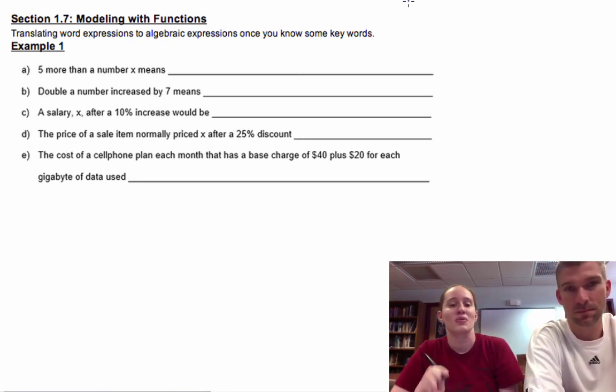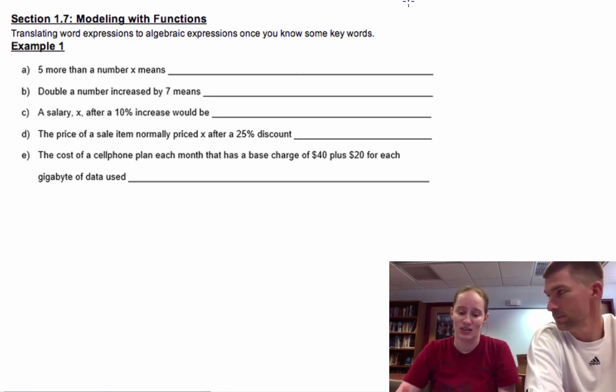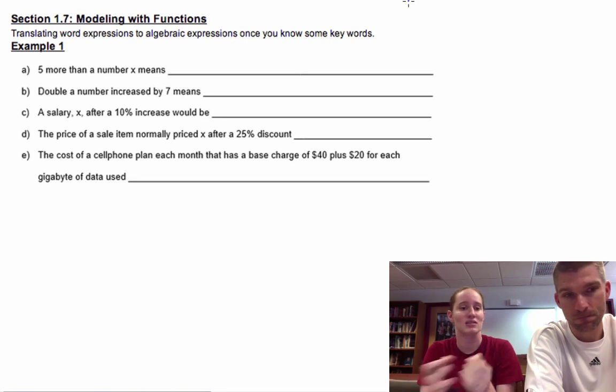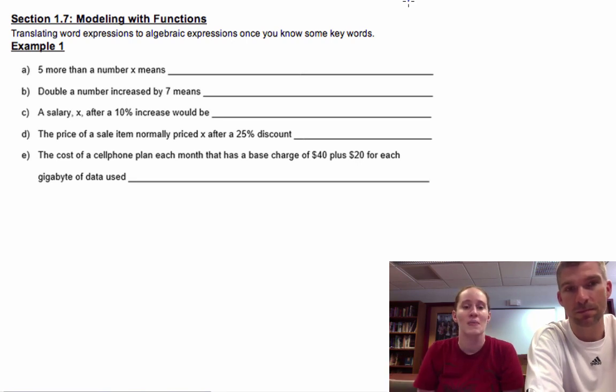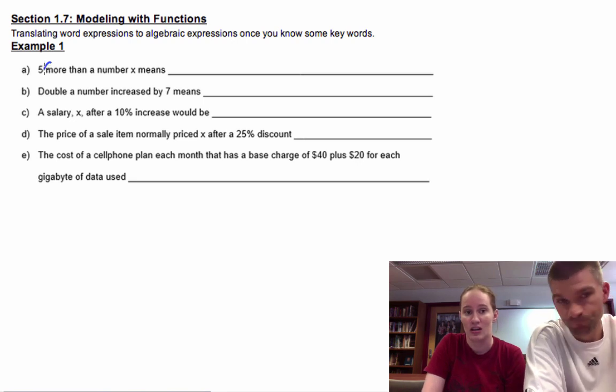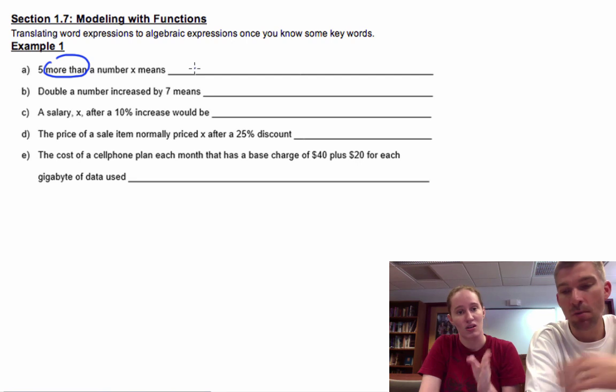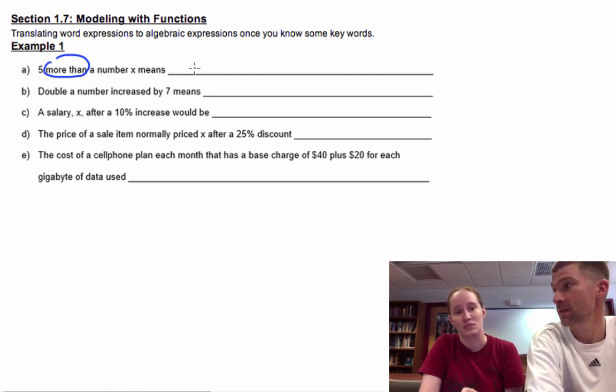So first, let's start with some simple translation. Because all you have to do when you've got words and you're trying to do something with math is just translate it. It's like a different language in a way. And the more you use it, the easier it gets. Here's a big one: more than. More than means after. So 5 more than a number x means that I want to do x plus 5.